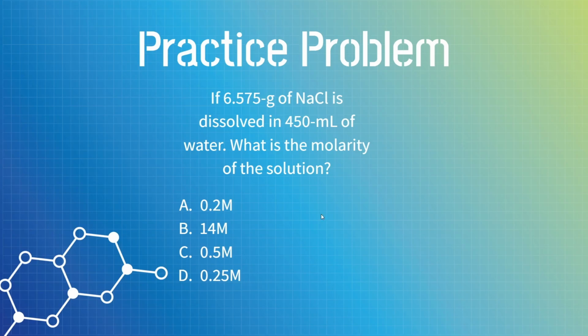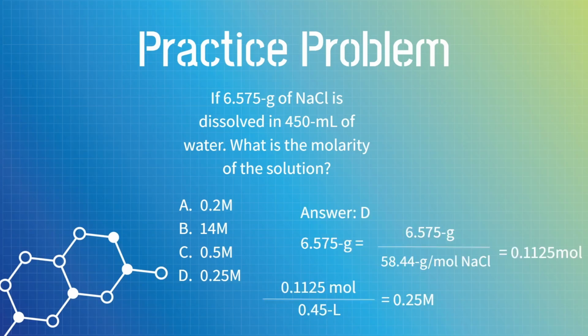Okay, so let's do a multiple choice practice problem. If 6.575 grams of NaCl is dissolved in 450 milliliters of water, what is the molarity of the solution? Our answer is going to be D, because if we have 6.575 grams of NaCl and we know that 58.44 grams of NaCl are in each mole, we can find that we have 0.1125 moles of NaCl. And we put that over our volume, which was 450 milliliters, which comes out to 0.45 liters, which is going to give us a total of 0.25 molarity, which is answer D.